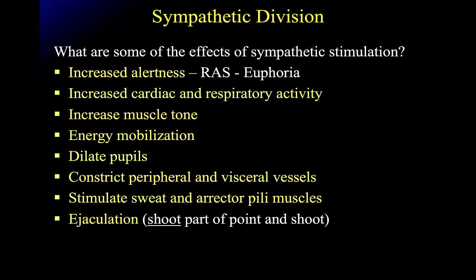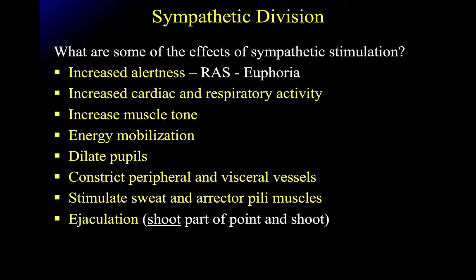We constrict peripheral and visceral vessels. This is kind of an interesting one because we could consider it to be inhibitory in that we are not providing blood to these regions. Obviously, we have to stimulate some of the smooth muscle to be able to actually contract those and provide less blood to these regions. But if we're talking about less blood to our skin and less blood to some of our organs, particularly digestive organs, this makes more blood available to our brain and muscles. So it is part of this overall stimulation for this short-term response to maybe fear. We then stimulate sweat and erector pili muscles.